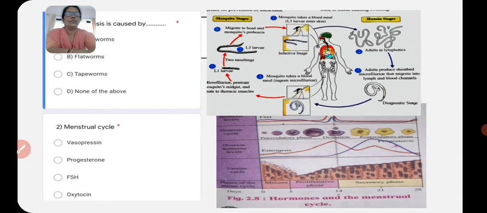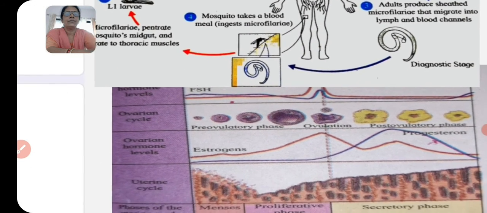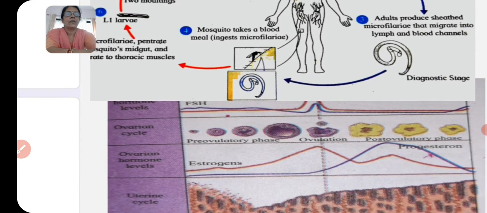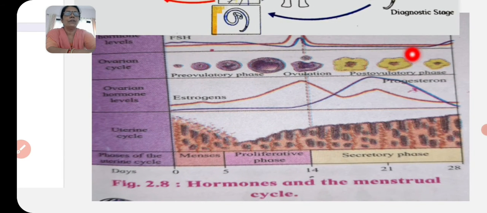This is the progesterone. Look at here. Due to the FSH, the follicle stimulating hormone, and the estrogen and progesterone level. Progesterone maintains the pregnancy, and due to the estrogen and progesterone level, the pregnancy can be maintained. So the menstruation depends upon progesterone.